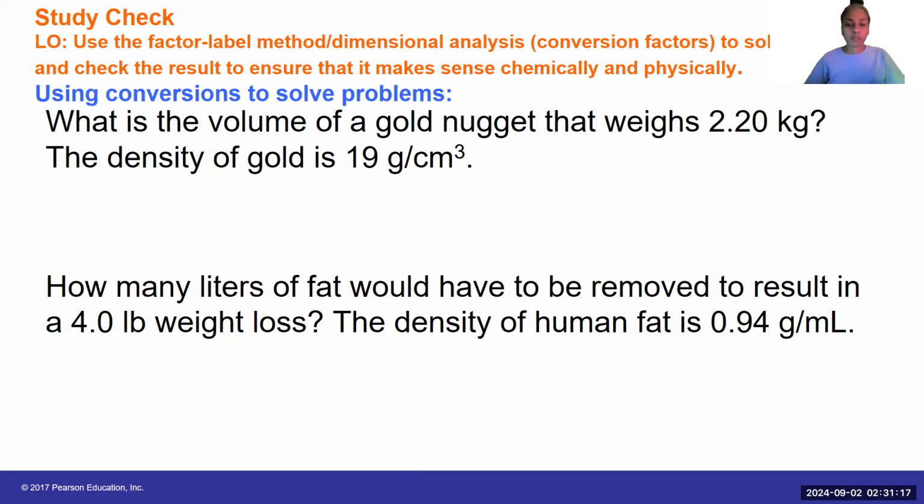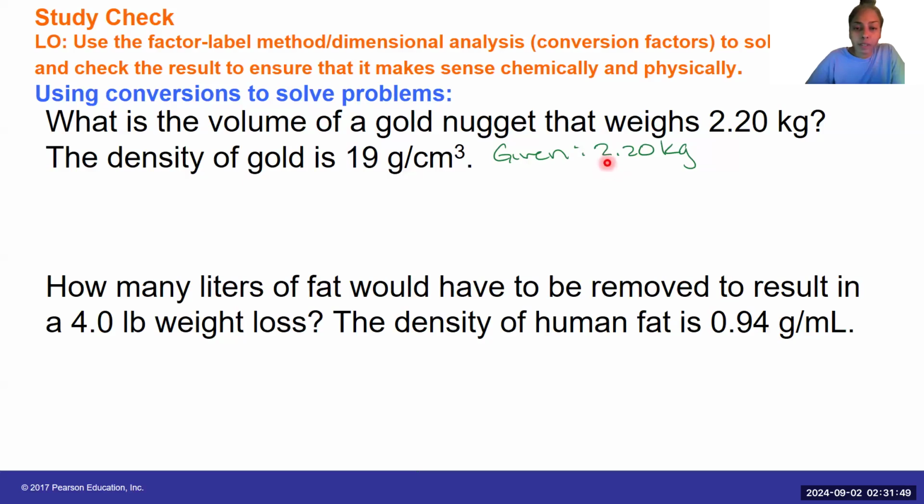We are given that we have 2.20 kilograms. Our density, however, is in grams per centimeter cubed. So we can't figure out the volume of gold directly by multiplying kilograms by 19 or even dividing by 19. We have to convert this kilograms to grams. Let's do that first before we get started with our problem.